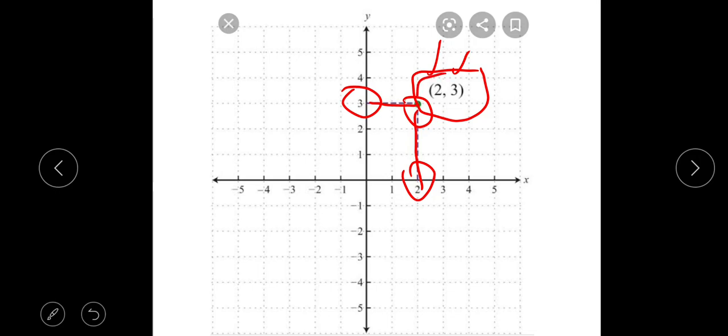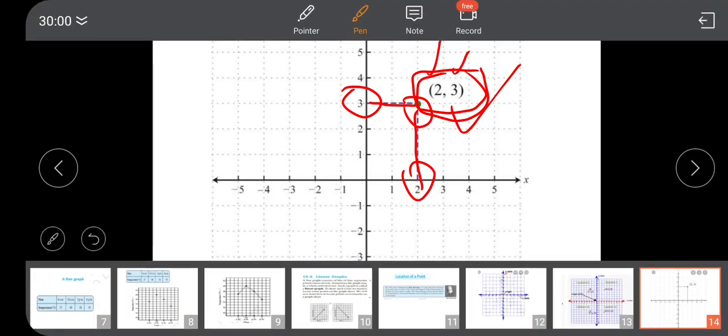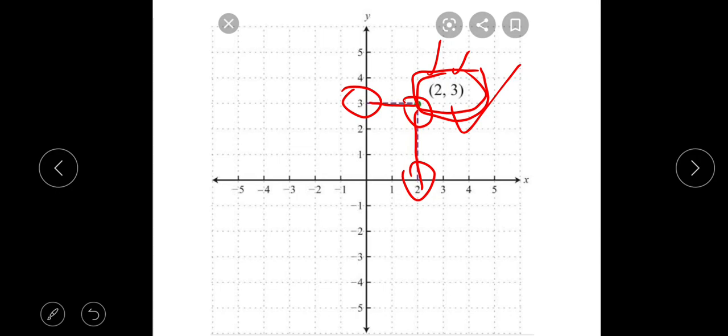So this bracket is called an ordered pair. We read this ordered pair as 2, 3. The coordinates of this point is the ordered pair 2, 3. In an ordered pair, the first number represents the x coordinate. The second number, here 3, represents the y coordinate. Okay.